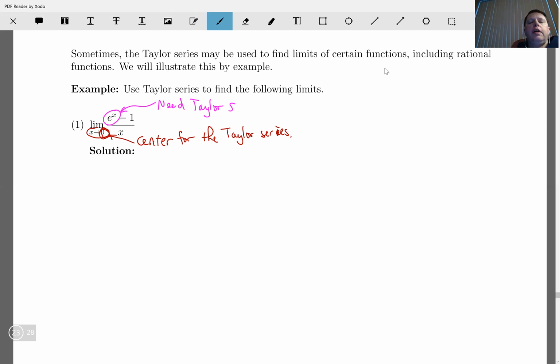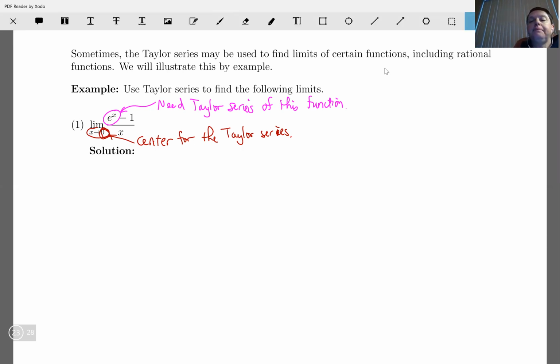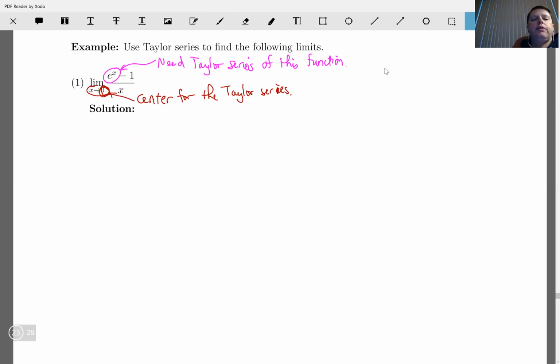Now, you might say, yes, we could do this with L'Hopital's rule, and you are so right, we could. But I don't want to do it with L'Hopital's rule. That is so last year. All right, so let's do this. So e to the x. Well, that's one of them you're supposed to memorize.